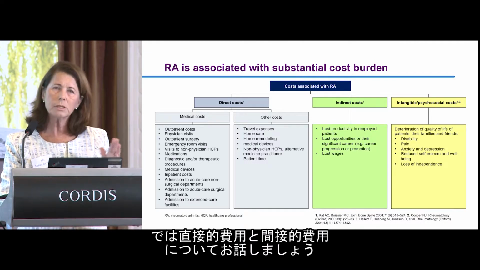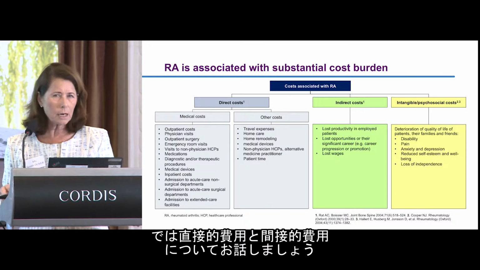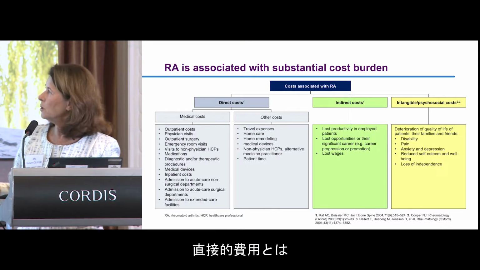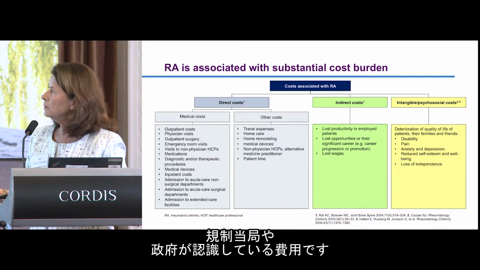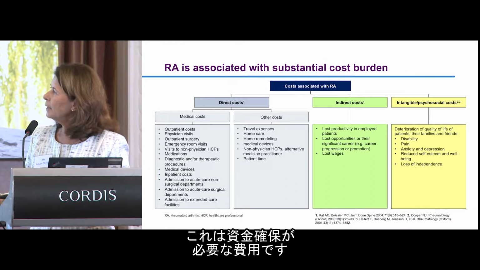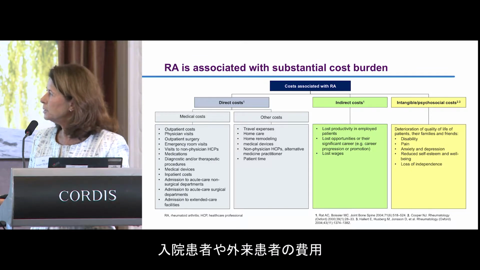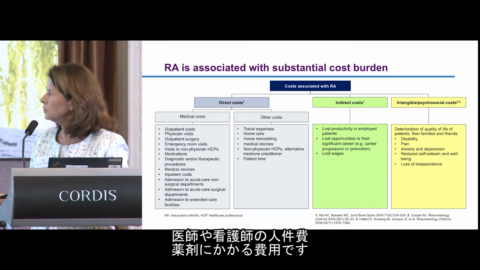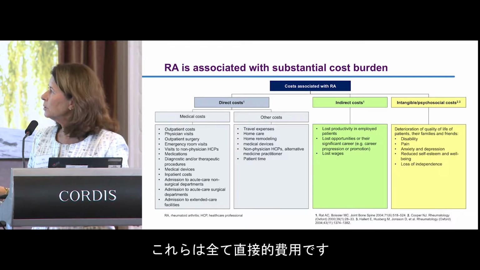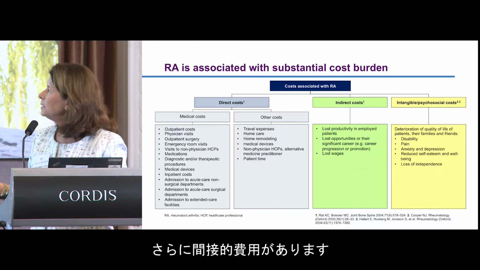So we talk about direct costs and indirect costs. Direct costs are the costs which the health authority and the government are very aware of. These are things that have to be funded: inpatient and outpatient costs, doctors' costs, nurses' costs, medication costs. All of these are direct costs. And then there's indirect costs.